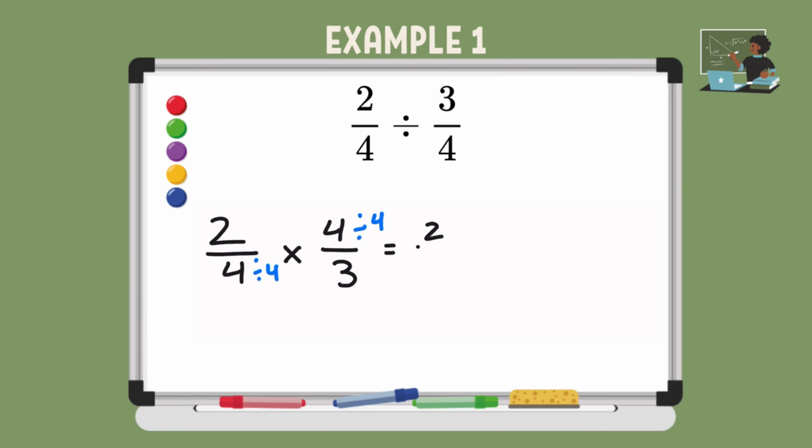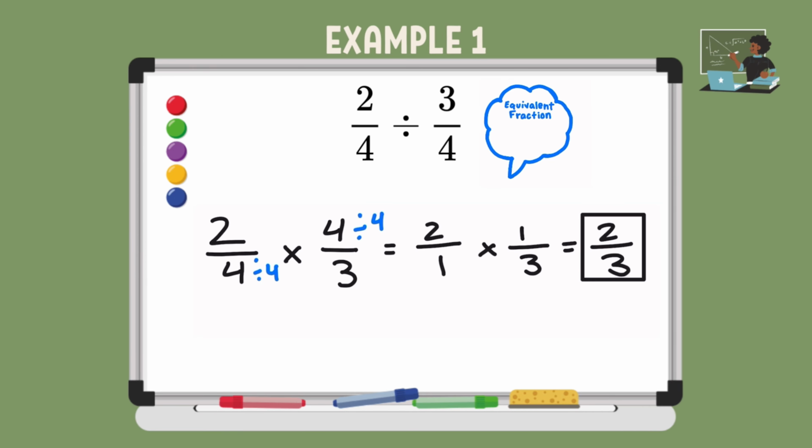Now I need to rewrite my problem. So that's going to give me 2/1 because 4 divided by 4 is 1, times 1/3 because 4 divided by 4 again is 1. And it's going to give me my final answer of 2/3. Now this is optional if you want a simplified answer or your instructions say to provide a simplified answer. If you're not providing a simplified answer, you need to ensure that you have the equivalent fraction.